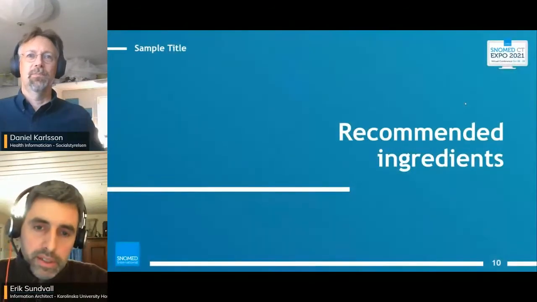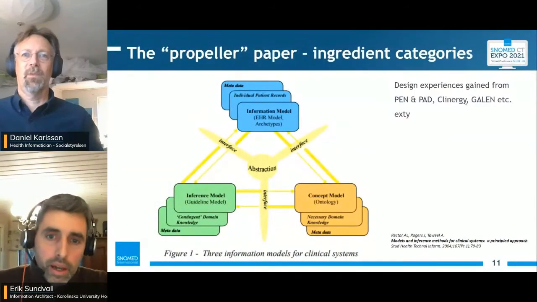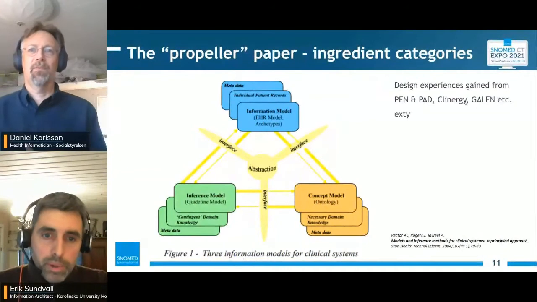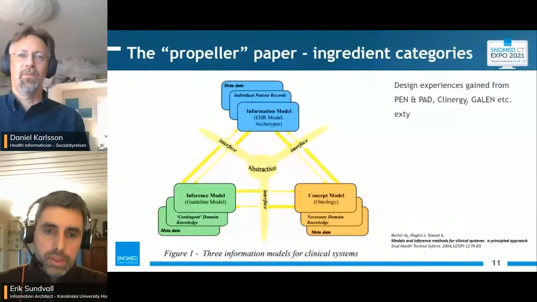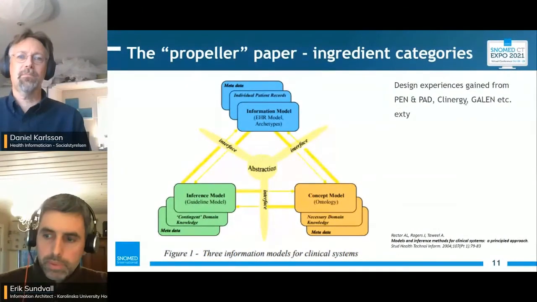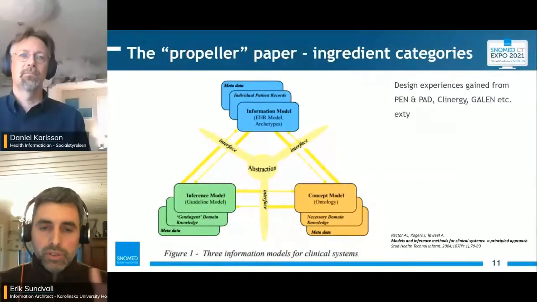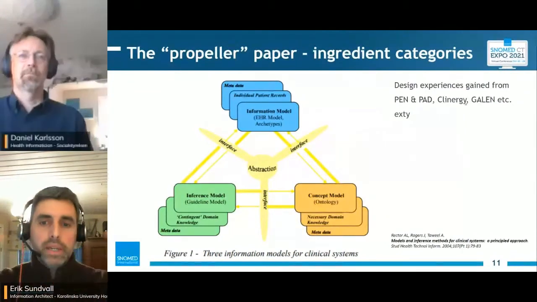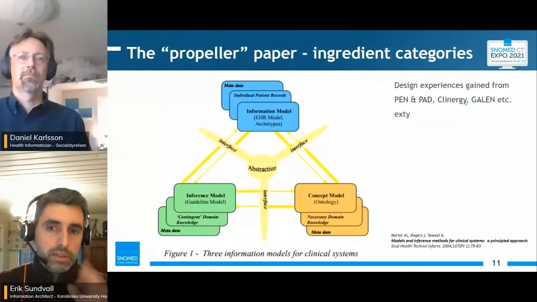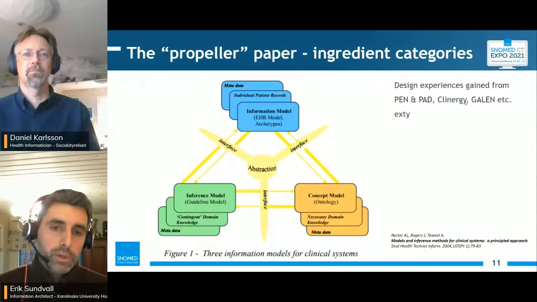So when they had done this, they had some recommended ingredients for how you make such a solution. Alan Rector and others published a paper where they said that it's good to keep the things apart a little bit. So you have information models, and you have concept models and inference models. And if you try to make software like the one you saw in just one big program, coding it in Java or JavaScript or whatever, it will all turn out a mess sooner or later when you want to maintain this. So they recommended splitting it in these parts.